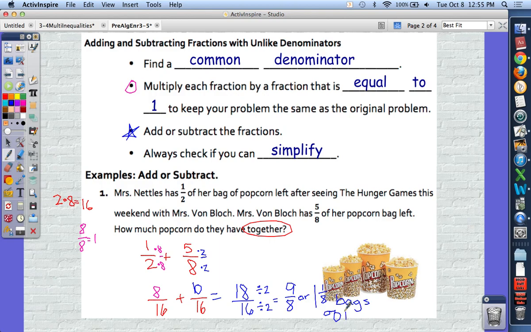Remember, whenever you're doing a word problem, you should have a label on your answer. So what are we talking about? What were we solving for? How much popcorn they had left? They have 1 and 1/8 bag of popcorn together.